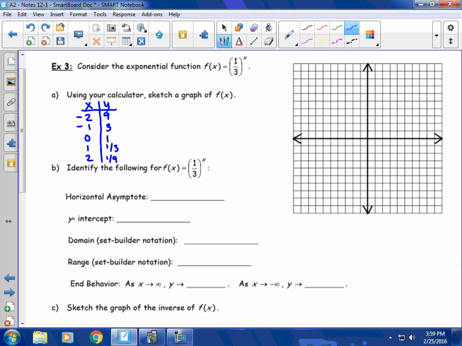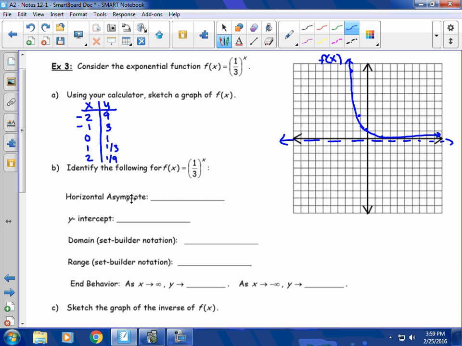So -2, 9. There. -1, 3. 0, 1. 1, 1/3, right about there. 2, 1/9, a little bit lower. There's your exponential decay function this time with its regular asymptote of y equals 0. And make sure you label that. This is f of x. Here's our original function.